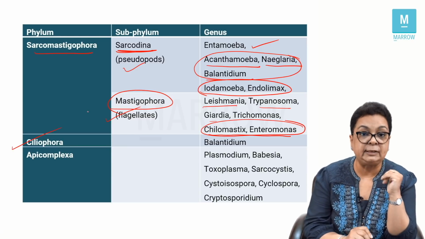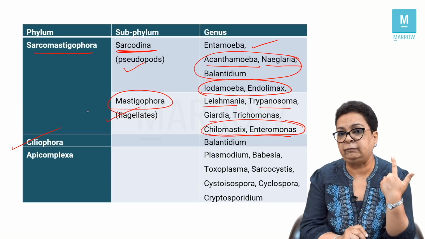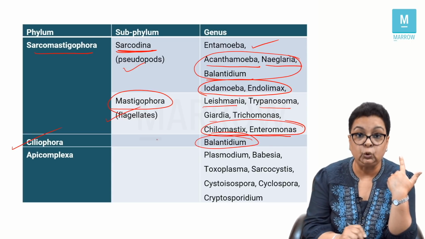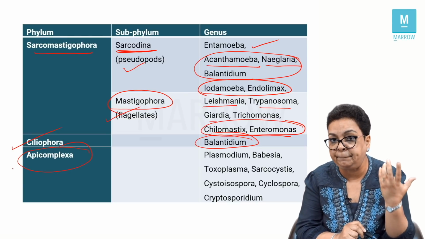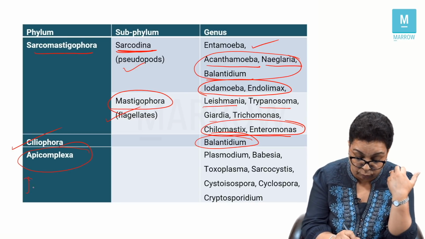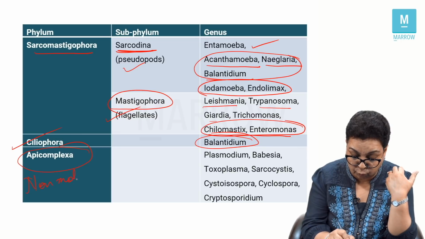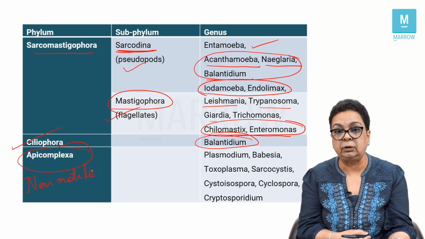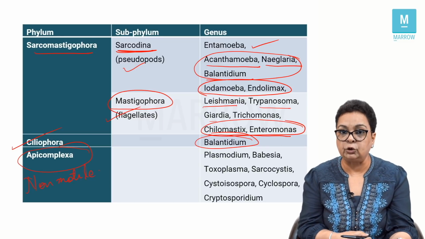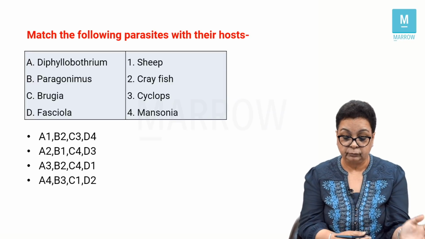The second phylum is Ciliophora, and the only ciliate infecting man is Balantidium coli. The rest of them all belong to the phylum Apicomplexa, the non-motile ones. Plasmodium, Babesia, Toxoplasma, Sarcocystis, Cryptosporidium, Cystoisospora, and Cyclospora.